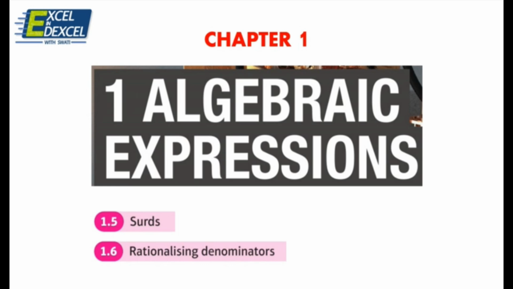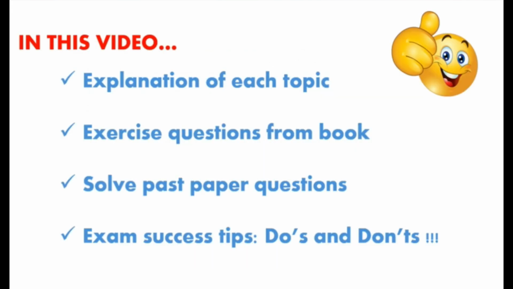In this series of videos, we are going to cover 9 chapters of Pure Mathematics 1. Chapter 1 is Algebraic Expression. We will cover Surds and Rationalizing Denominator in this video. We will be going through each topic with examples and some book exercise questions step by step. We will also discuss some tips on how to avoid making mistakes so you can excel in Excel.